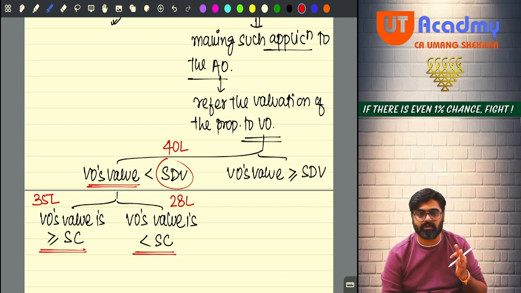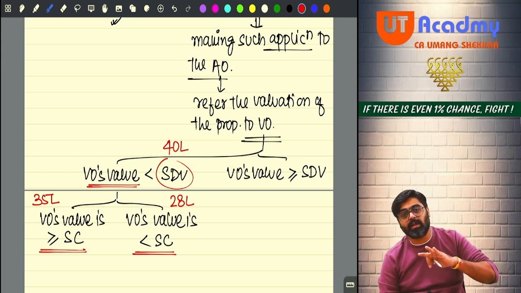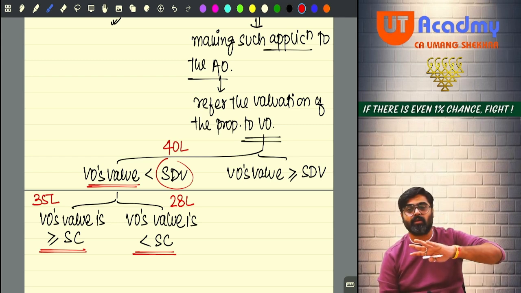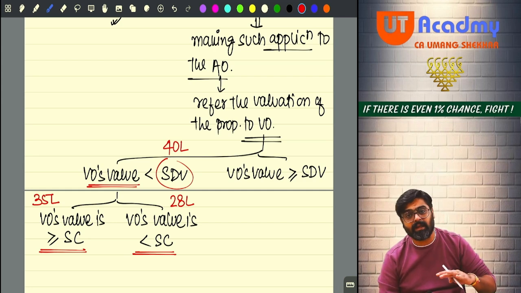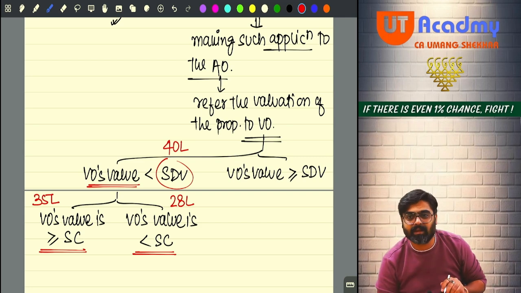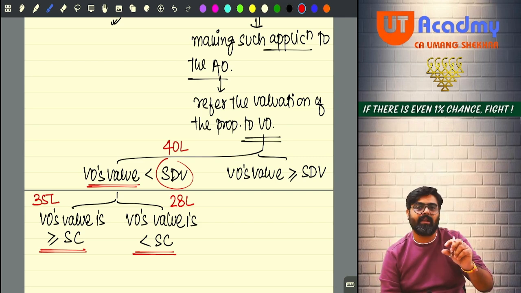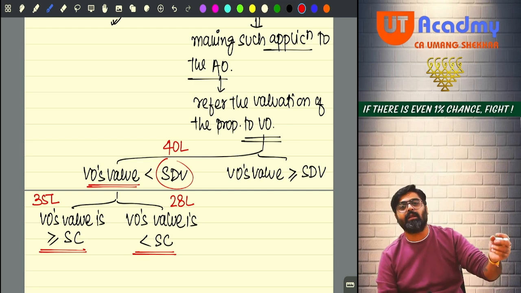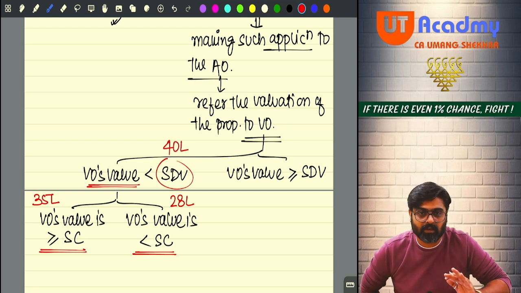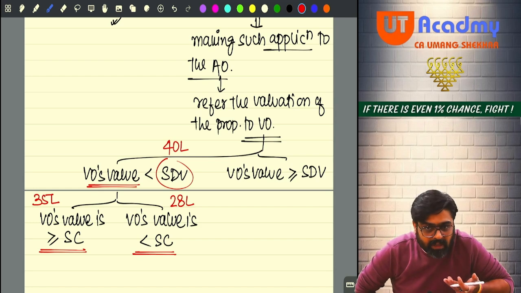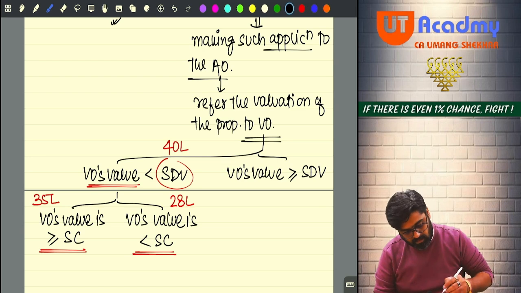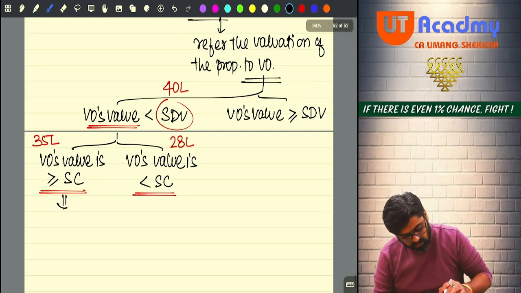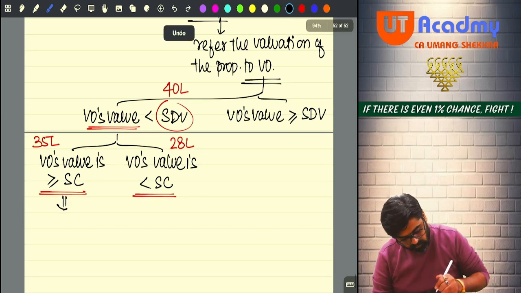What was the sale consideration? 30. So can it be more than 30? Yes, but it is still less than stamp duty value. Can it be 28? Yes, it is less than stamp duty value as well as less than sale consideration. So if VO's value is less than stamp duty value, but it is more than or equal to sale consideration, then take the VO's value as full value of consideration.